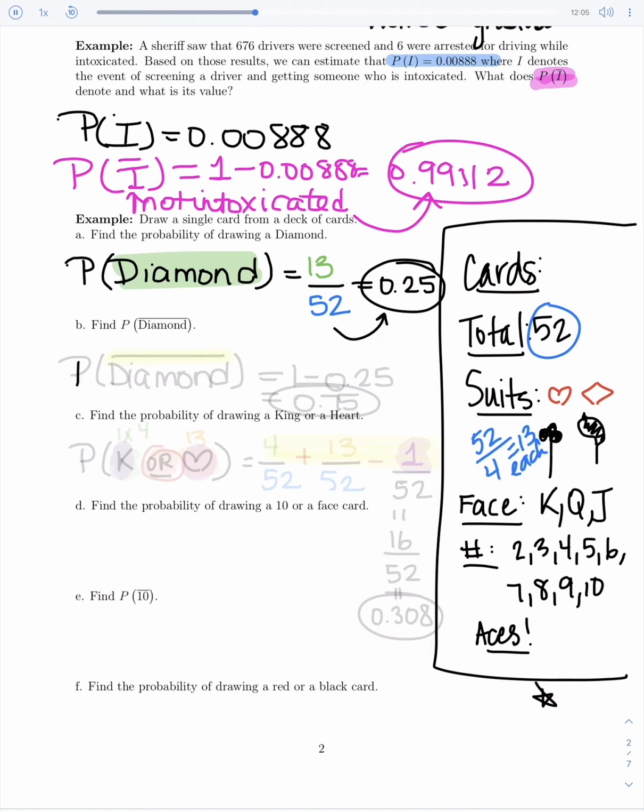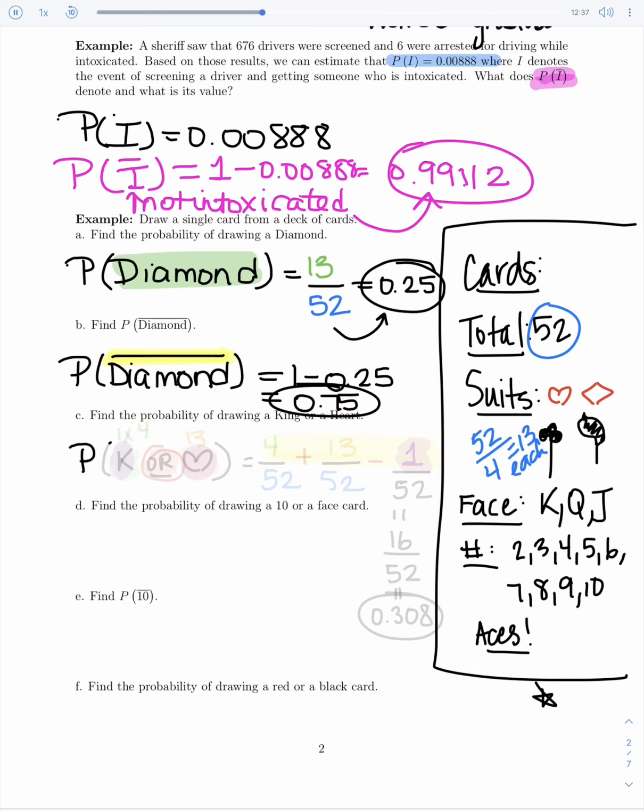Here's another one. Find the probability of a diamond, but this time they have a slash on top of it, which means we're looking for the complement, or the opposite. So we're looking for something that is not a diamond. If 0.25 or 25% are diamonds, then 1 minus 0.25, the complement, which is 0.75 or 75%, are not diamonds.